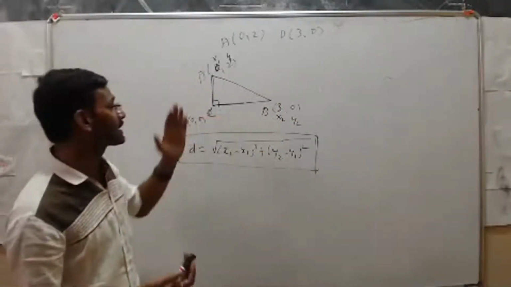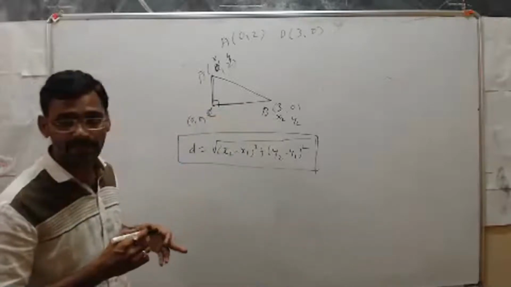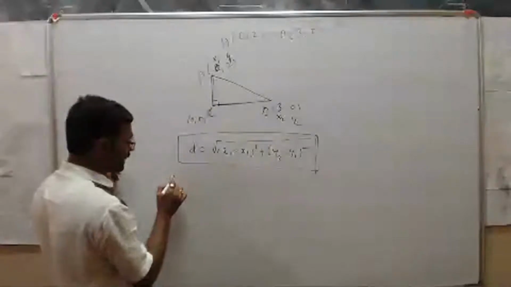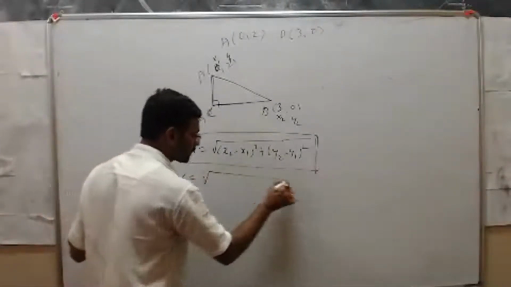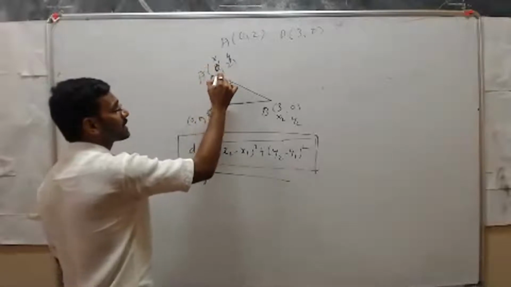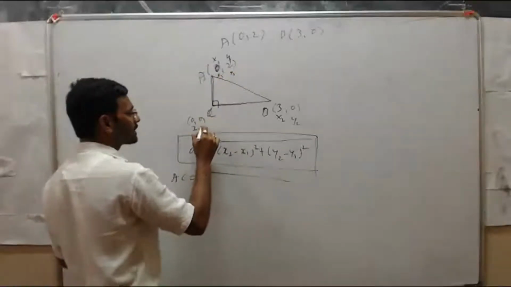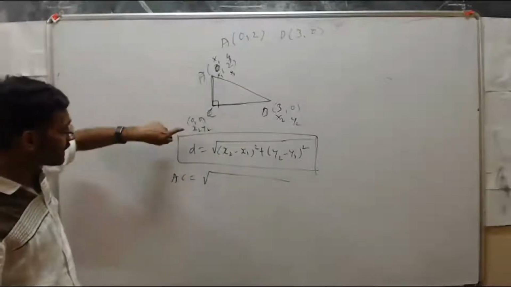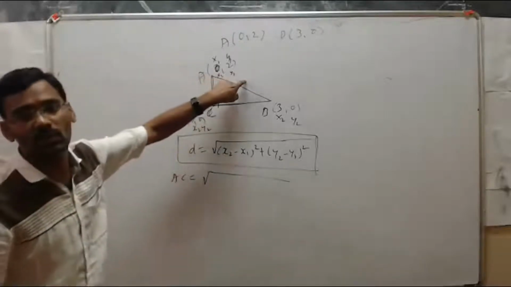So how can we find distance AC? Yes, we are able to find the distance AC. Root. If we have to find the distance of AC, it is considered as x1 y1, and x2 y2. If CA, then it is x1 y1, and x2 y2.